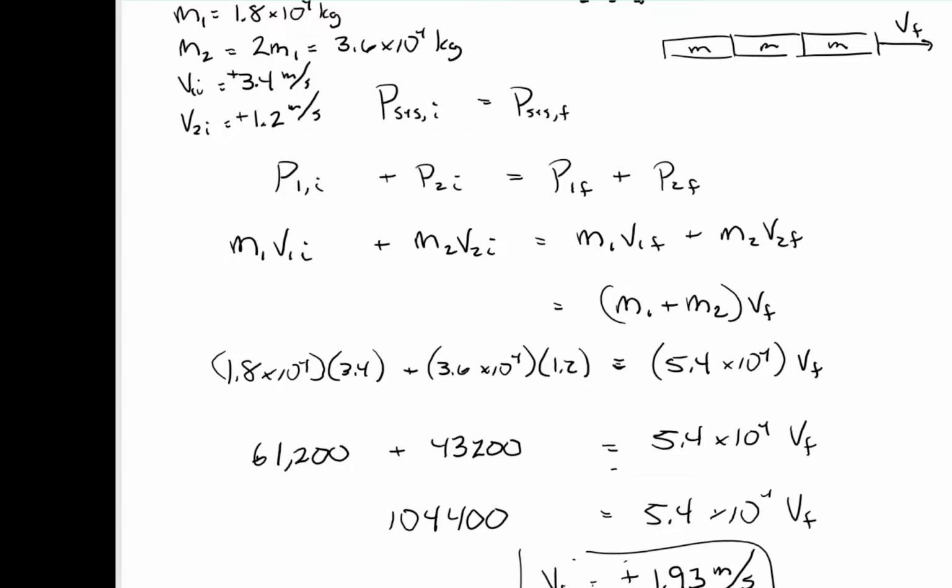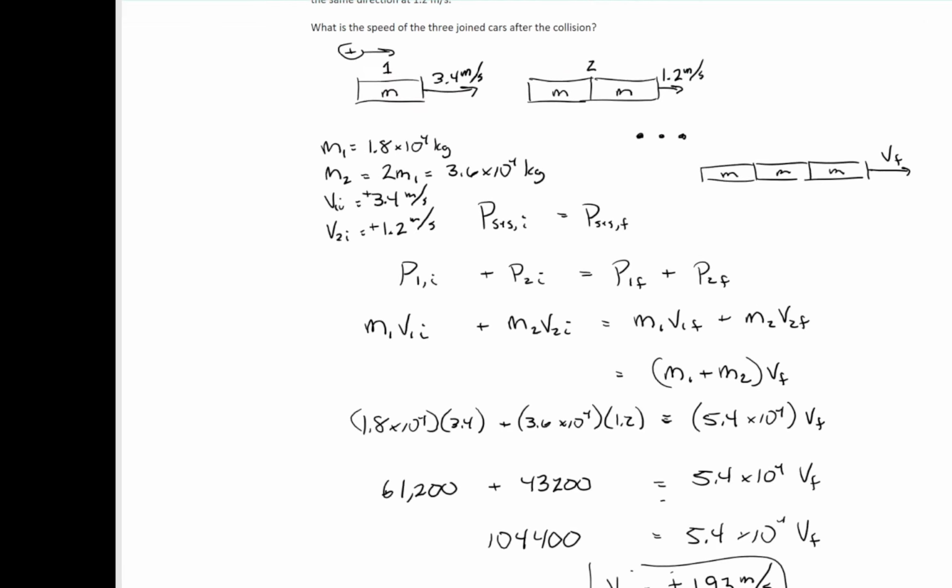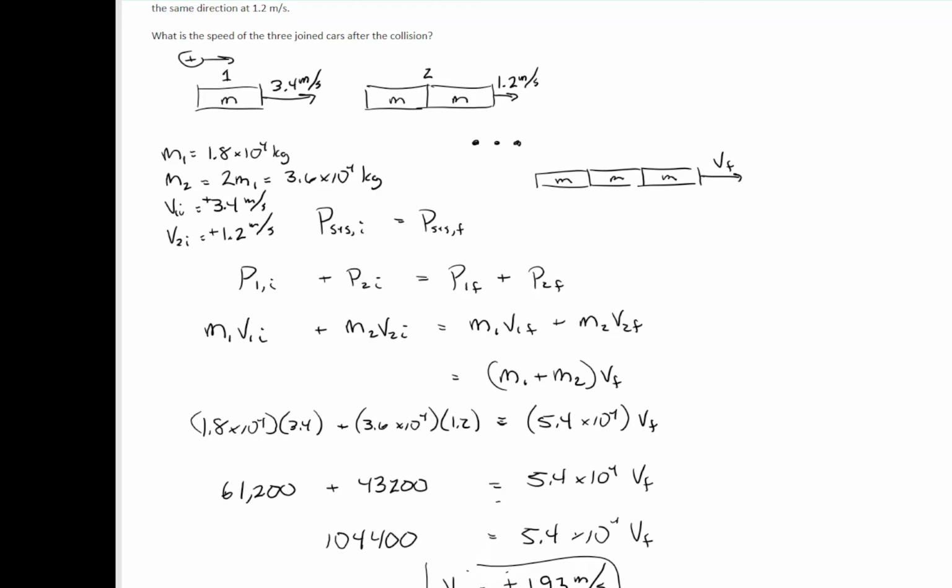All right, so if I look back, it's always good to see if it passes the smell test. I've got a fast cart and a slower cart. They hit, they collide. It looks like that first car is going to slow down when it picks up those other two masses. And the double mass vehicle is actually going to be going a little faster. It was 1.2. It got bumped from behind. It's now going 1.9. And the fast one is going a little bit slower.